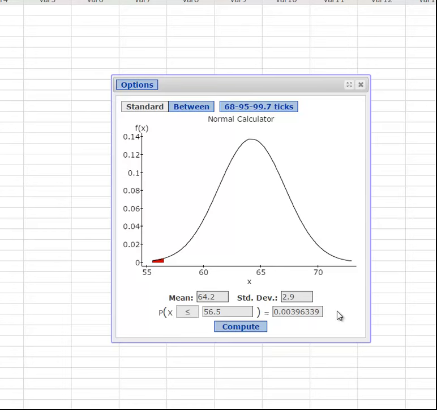So it's a small probability, and part of the question was stating whether or not a height would be considered unusual. This is a probability less than 0.05, so under that rule of thumb criteria, that would be considered an unusually short woman.